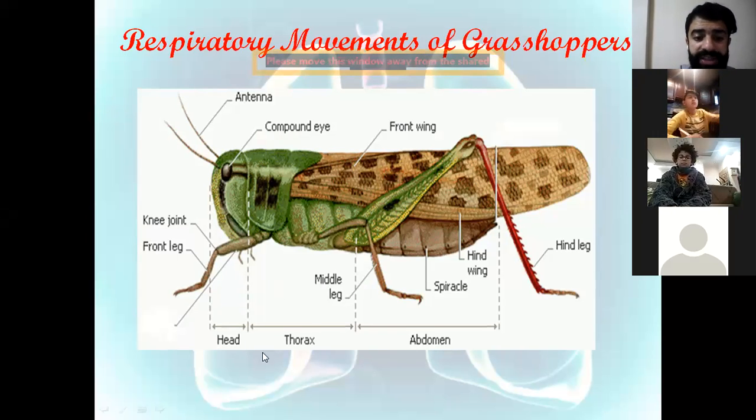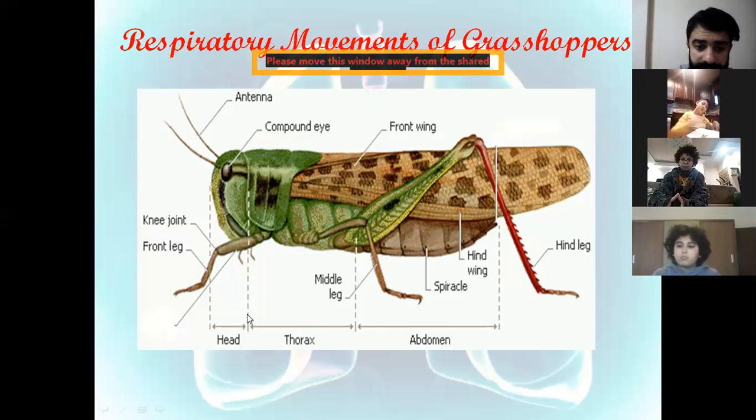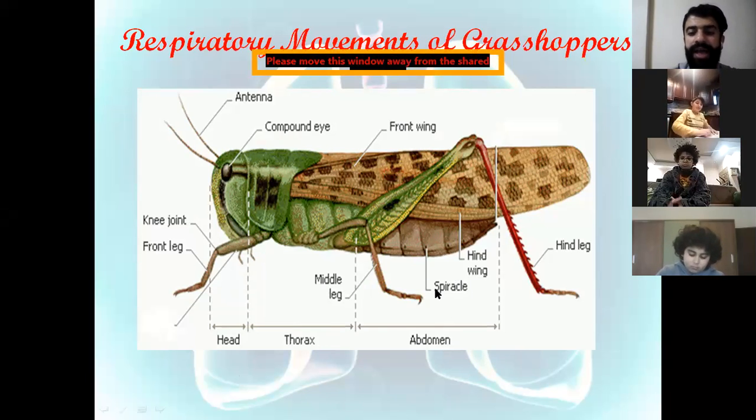This is the grasshopper form, and these are the structures. Here we have three different parts of the grasshopper. We have the head, this region, we have the thorax, and we have the abdomen. Here we have the spiracle. Anyone can help me? What do the grasshoppers use the spiracles for?